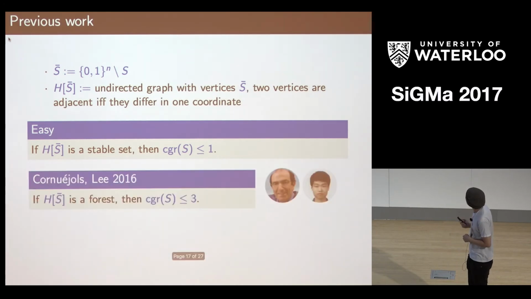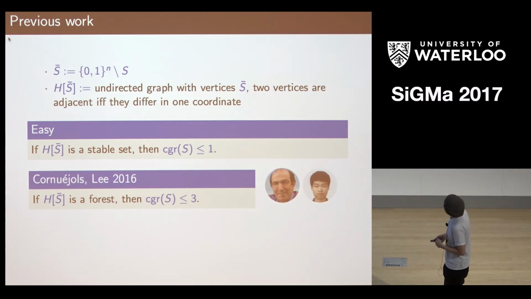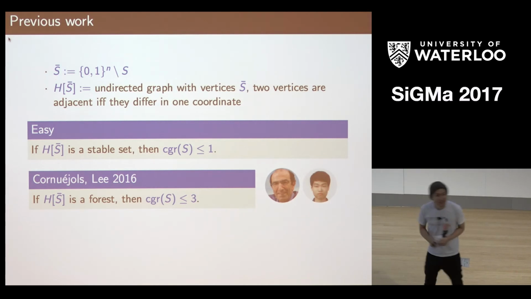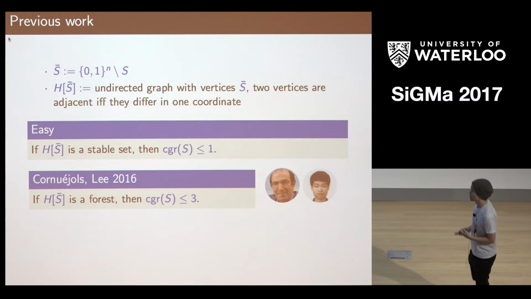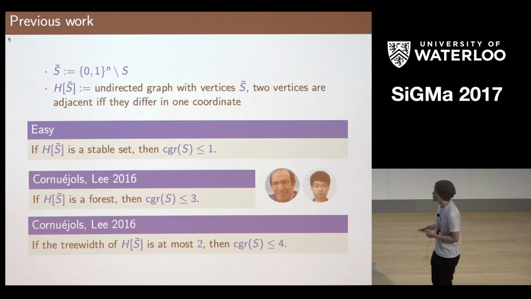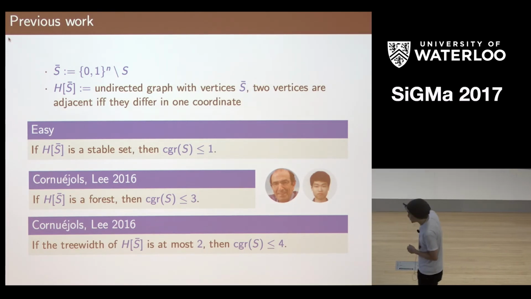And so our work is inspired by a nice paper of Cornejos and Lee from last year. They prove that if the forbidden graph is a forest, then the reverse CG rank is at most 3. And if the forbidden graph has tree width at most 2, then the reverse CG rank is at most 4. Those are exactly the graphs of tree width at most 2.